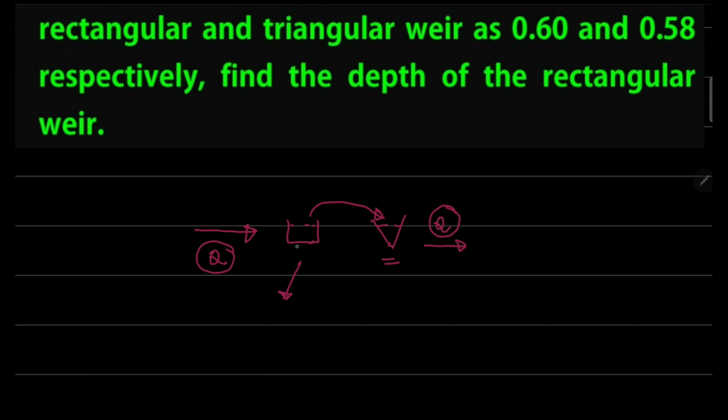So what exactly we have to do is find the dimensions of the rectangular weir, and based upon those dimensions we will determine the Q value, and then equate it to what we obtain from the triangular notch. So let's start solving this particular problem.